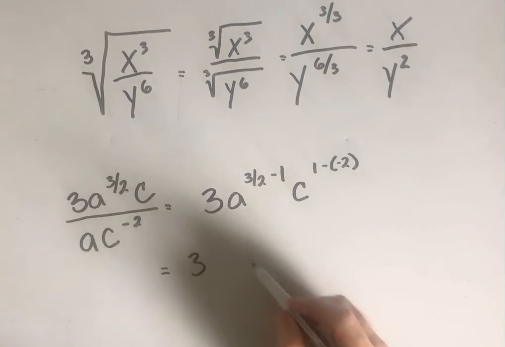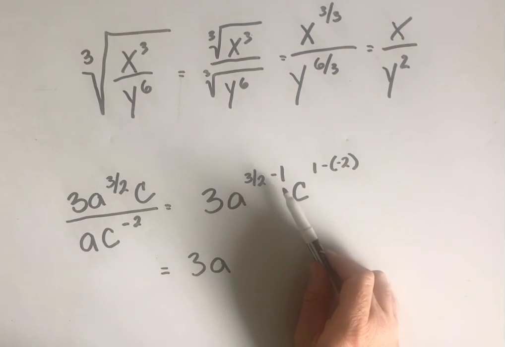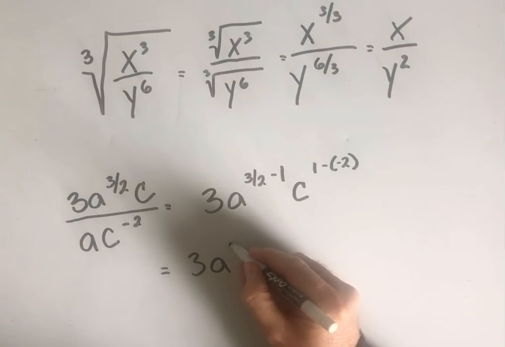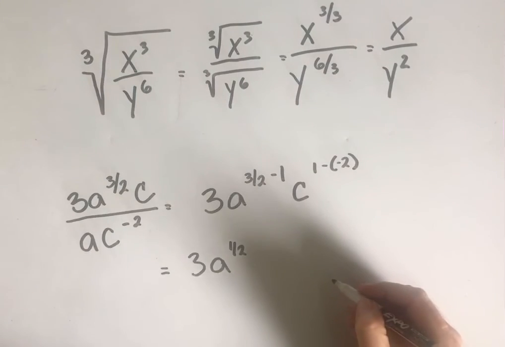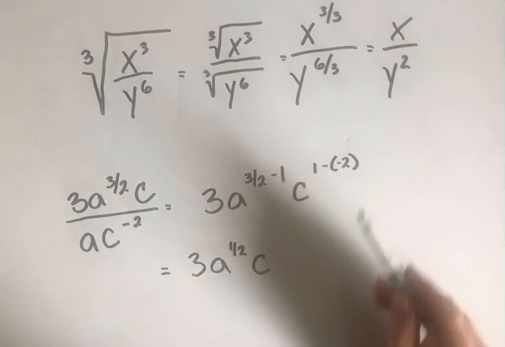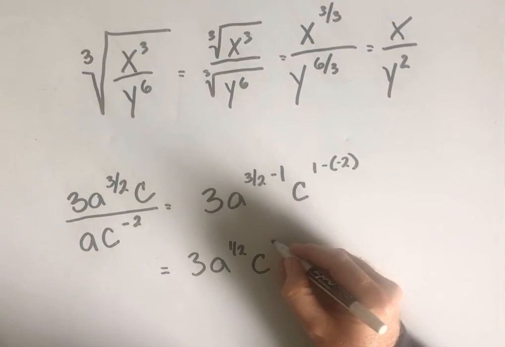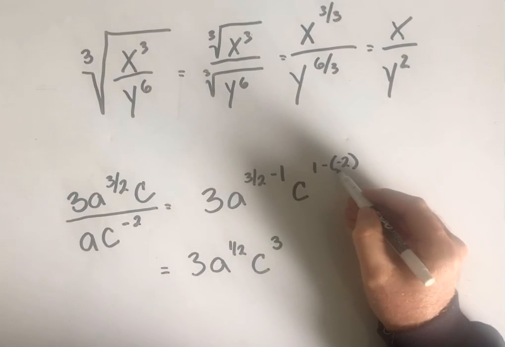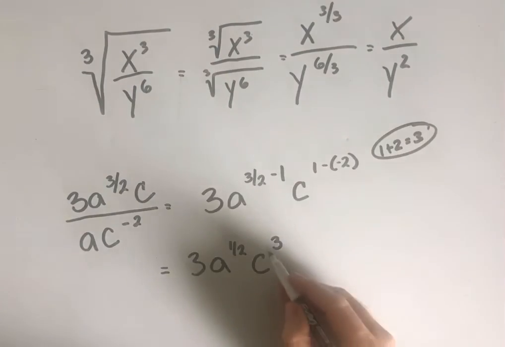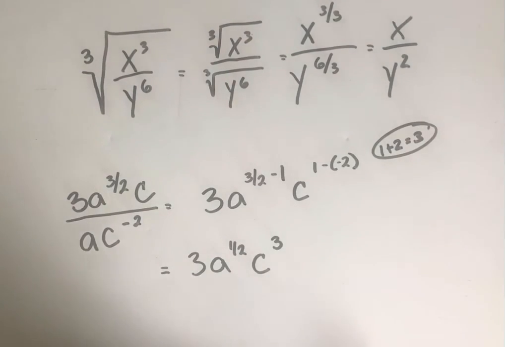And that's 3a. Now 3/2 minus 1. Well, 1 is 2 halves, so 3 halves minus 2 halves is 1 half. And then c to the 1 minus negative 2 is positive 3, because 1 minus negative 2 is 1 plus 2, which is 3. All right, and there's the answer for that one.